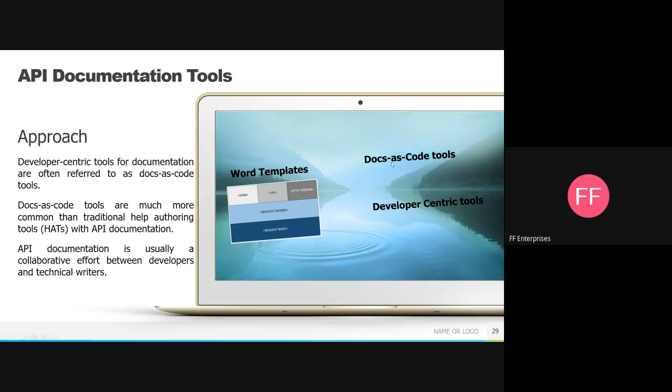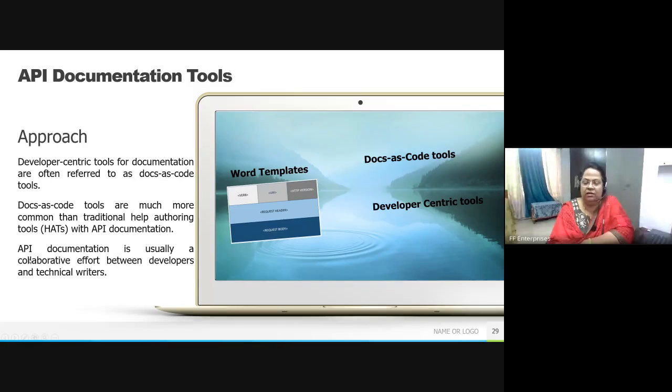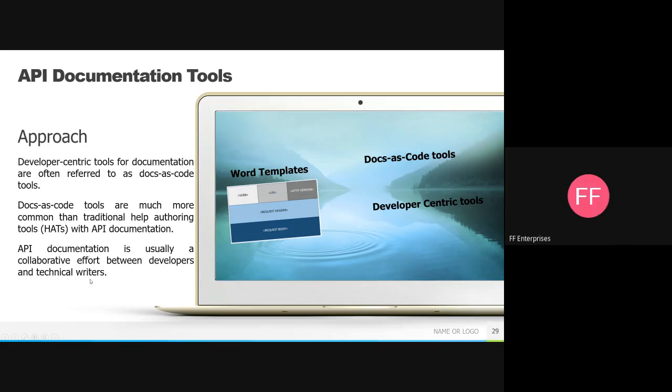Currently, I think the trend is towards docs as code tools, right? Where the developer can put in some code, and then the writer can go into the same tool, edit it, reformat and publish the API, right? So developer centric tools for documentation are often referred to as docs as code tools. They are much more common than the normal help authoring tools. So again, to reiterate, API documentation is usually a collaborative effort between developers and writers using the same tool, same environment. Both of them can get the doc out the door.